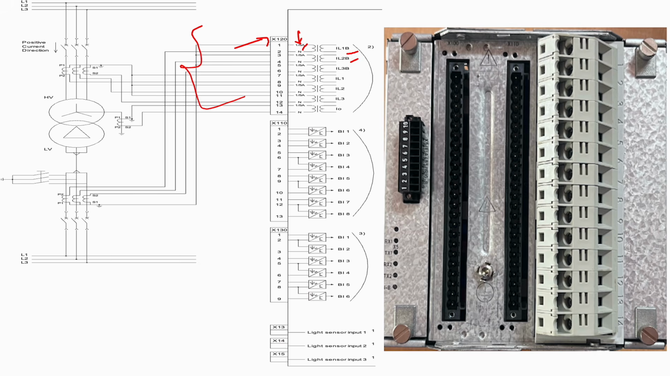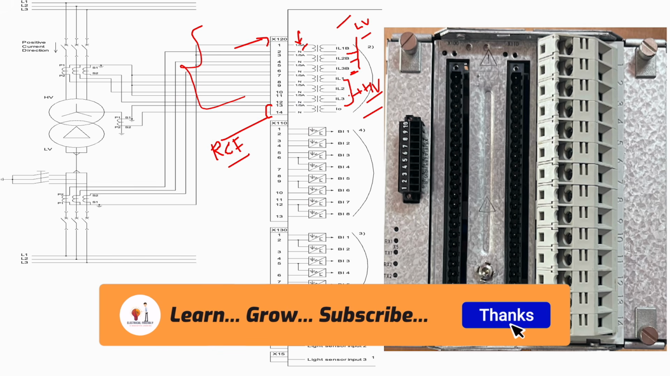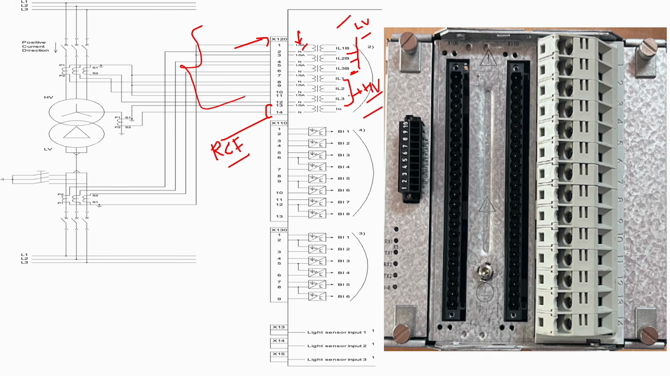1L, 1B, 2, 3, these all are related with the LV CT. Here IL1, IL2 and IL3, these all are related with the HV. Okay, so we have LV connections here and HV connections here. The I0, this 13, 14, is related with the REF connection, friends. So if you have a REF connection in your transformer, then you can connect the REF relay through a metrosil and through a resistance with 13 and 14.